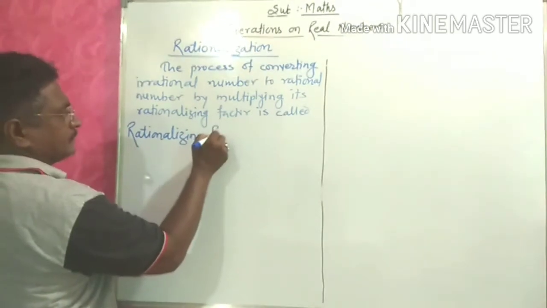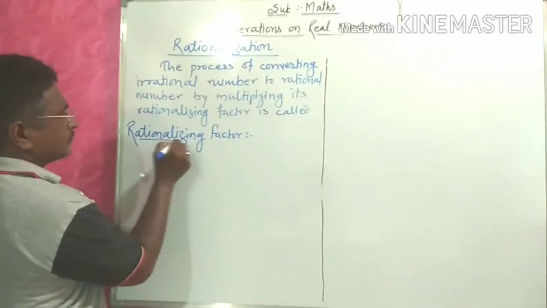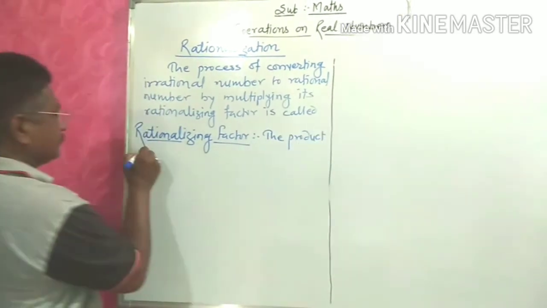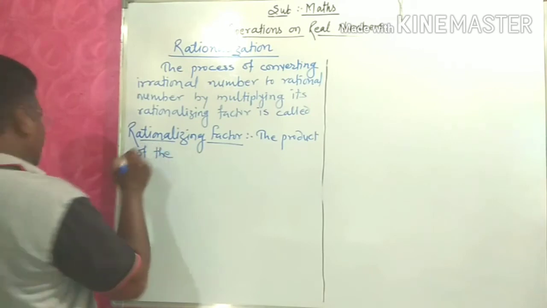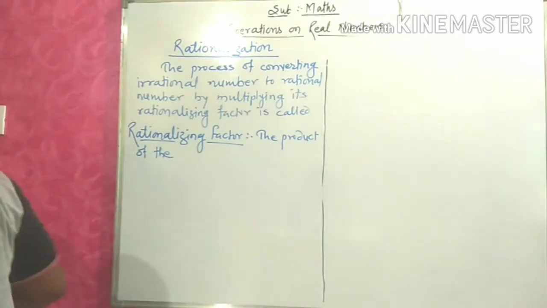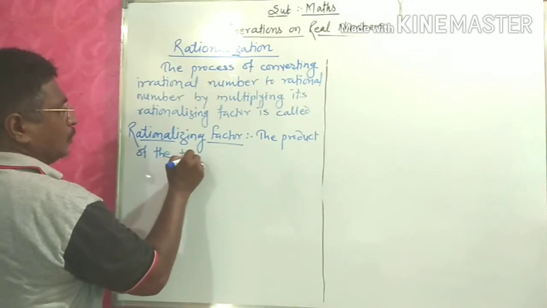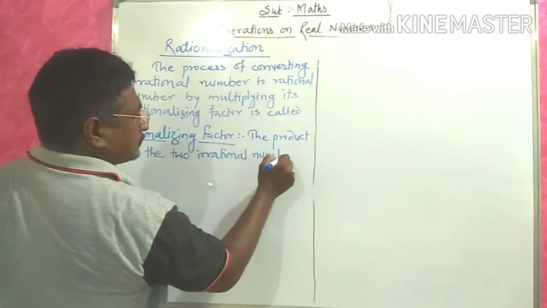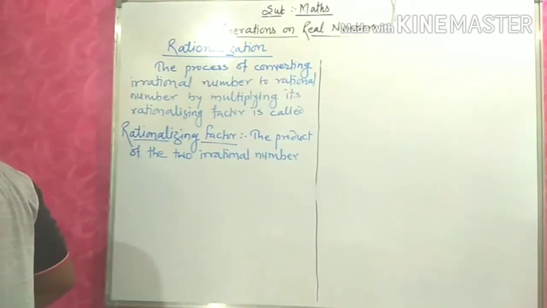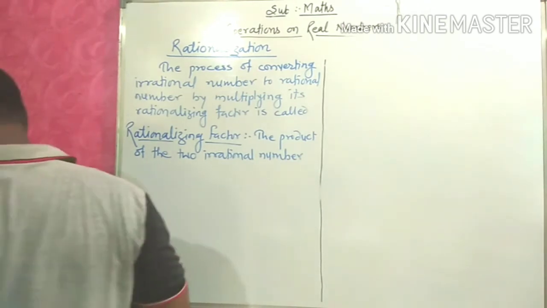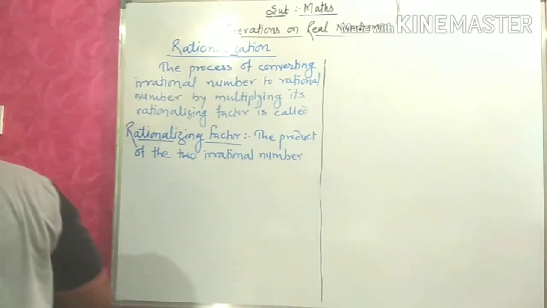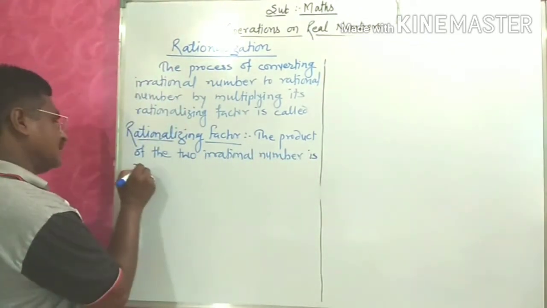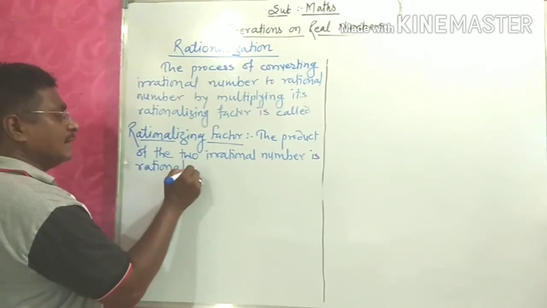Rationalizing factor. The product of the numbers, the product of the two irrational numbers, the product of the two irrational numbers is a rational number.